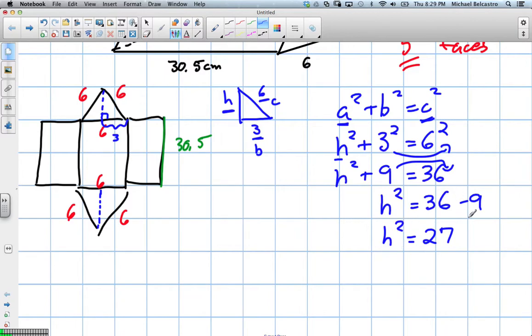27. Okay, that's 6, yeah. But we're not done. Is that what the height of this triangle is? Is it 27? No. And that's way too large, right? The hypotenuse must be larger, so that doesn't make sense. What last operation do we have to do?